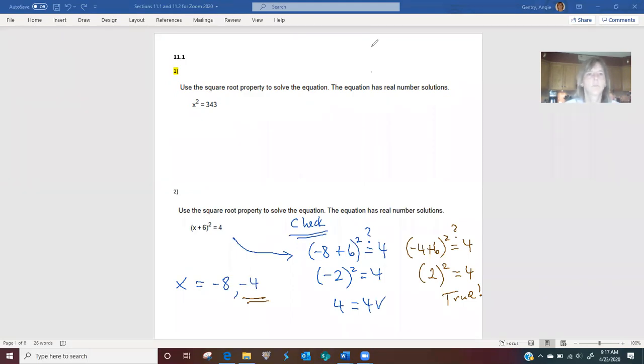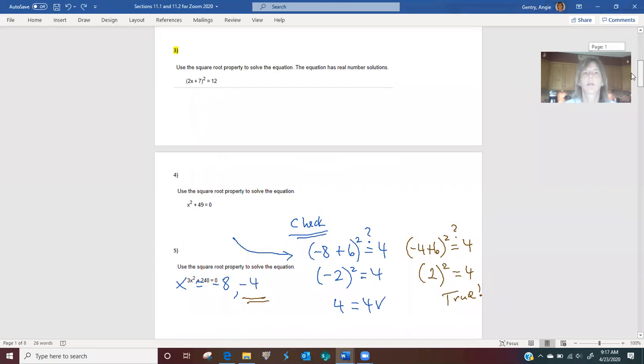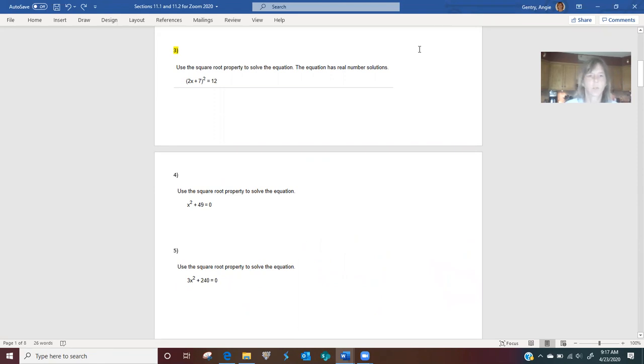Okay, so let's just do a few more, and I'm going to make this one a pretty short one, and then we're going to do completing the square in another recording, because it just takes longer. This is still 11.1. 11.1 is a little bit long. So use the square root property to solve the equation. So let's work this one. And then they just get a little more involved.